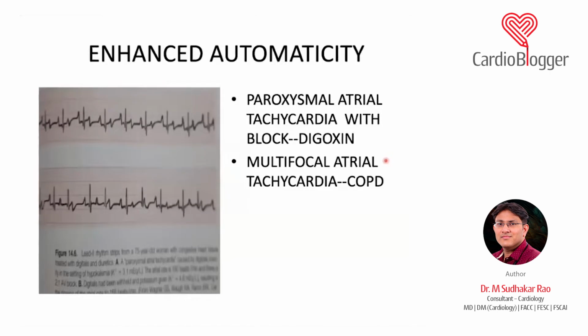Now other examples of enhanced automaticity are paroxysmal atrial tachycardia with block. This is usually seen in patients with digitalis effect or digitalis toxicity. We see that they have paroxysmal atrial tachycardia with block. And even in patients with COPD, what we see, known as multifocal atrial tachycardia, is due to enhanced automaticity.